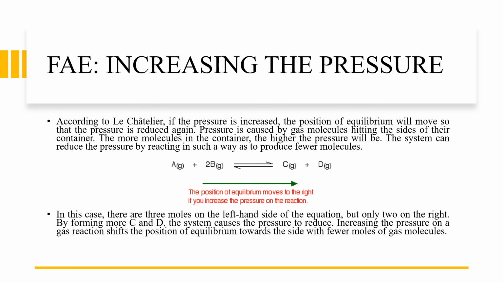In this case, there are 3 moles on the left hand side of the equation, but only 2 on the right hand side. By forming more C and D, the system causes the pressure to reduce. Increasing the pressure on the gas reaction shifts the position of equilibrium towards the side with fewer moles of gas molecules.